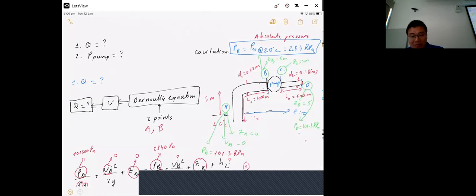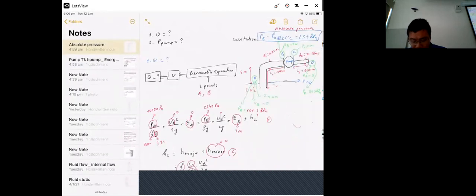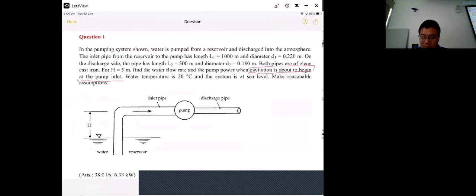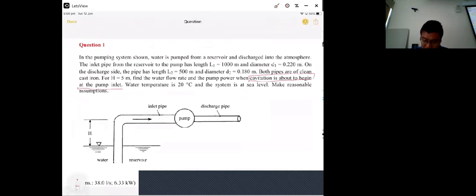Yeah, I think now. So, a quick look at the question. Water is pumped from a reservoir and discharged into the atmosphere. This one is the atmosphere. The inlet pipe from the reservoir to the pump has length L1. This one is L1.